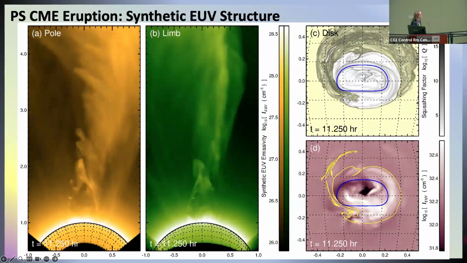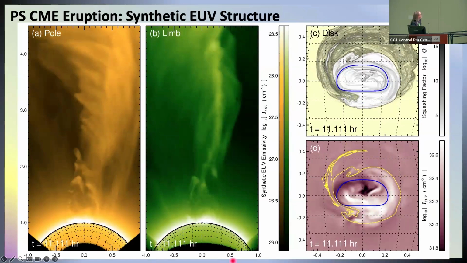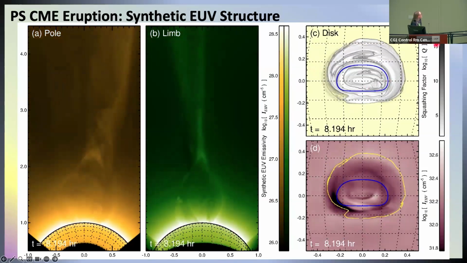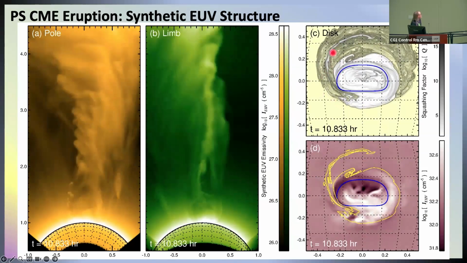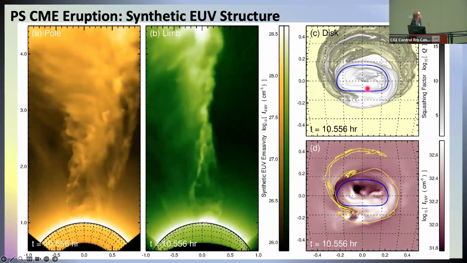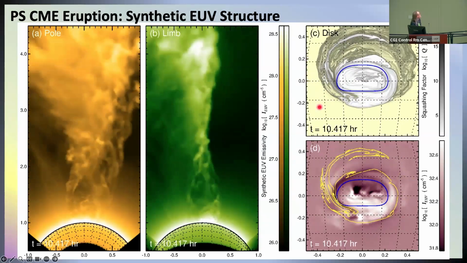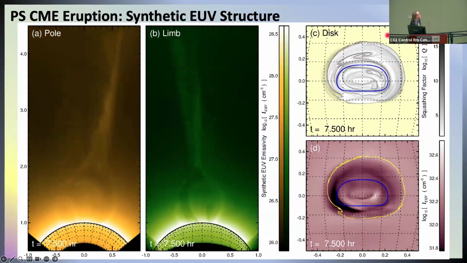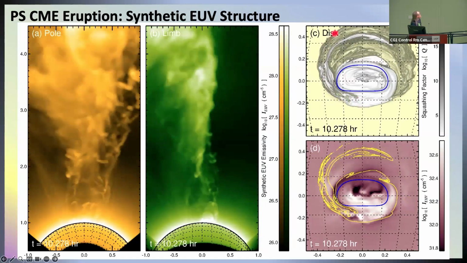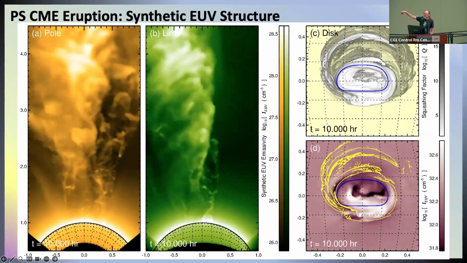So that's what this simulation looks like in EUV over here. There's a ton of structure and a ton of interaction between this erupting field that is in white. So this is the closed flux here, and the open field in yellow. And you see all of this complex structure here on the left-hand side is that leg disconnected.